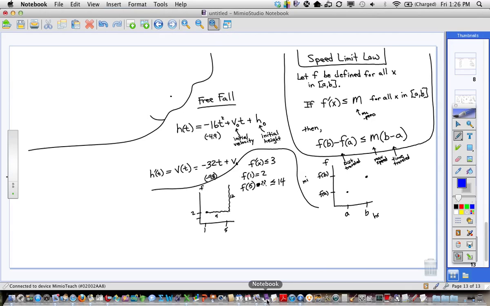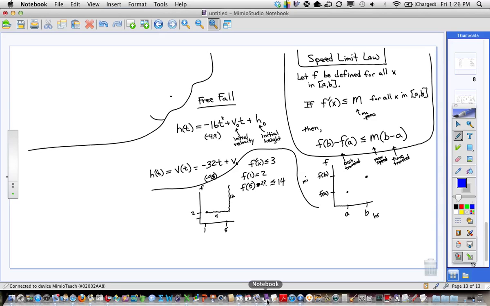Another way they might ask this, instead of just saying what can you tell me about f of 5, they might say, can f of 5 equal 20? In this case, you'd say no. Because if the max slope is 3, then if you go over 4, the most you can go up is 12. You were at 2, so the most f of 5 could be is 14, so f of 5 cannot be 20. Make sense? That's the speed limit law.